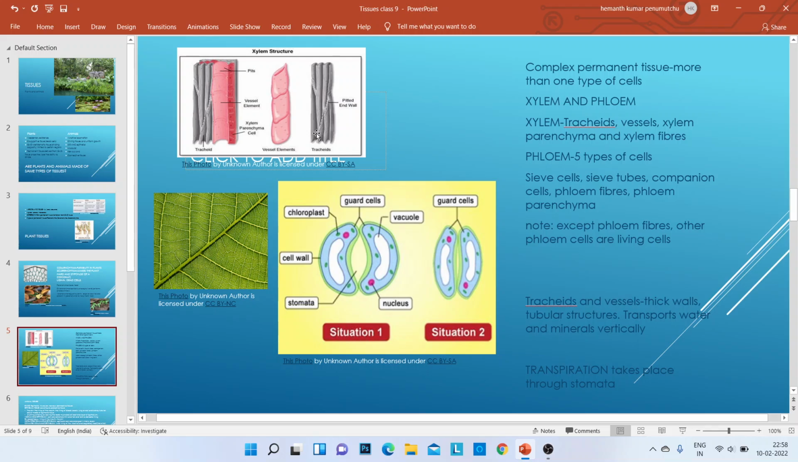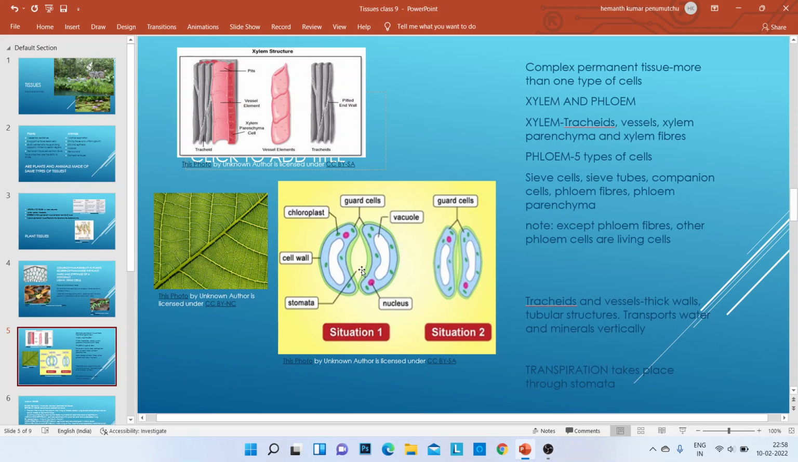Here you can see tracheids and vessel elements. These tracheids and vessel elements help in movement of water and minerals and are part of xylem. Vessels and tracheids are tubes. Here you can see tracheids and vessels have thick walls. The walls are very thick in nature and transport water and minerals vertically. Vertical movement of water you can see in tracheids and vessels, which are part of xylem.